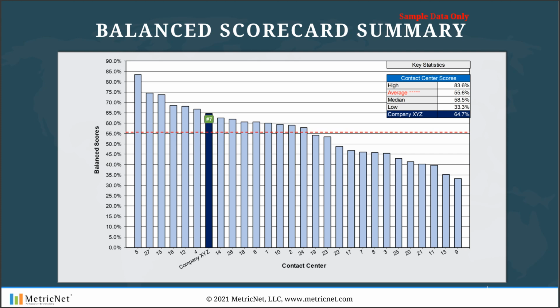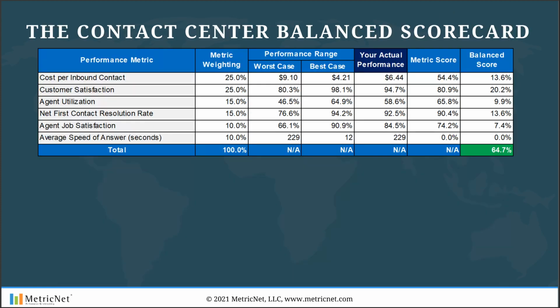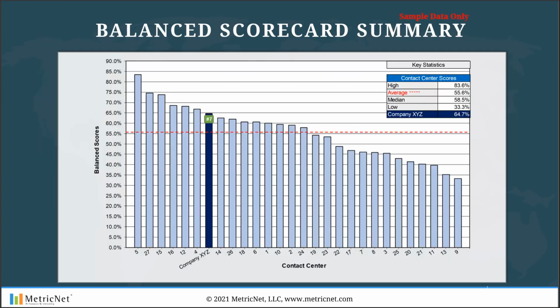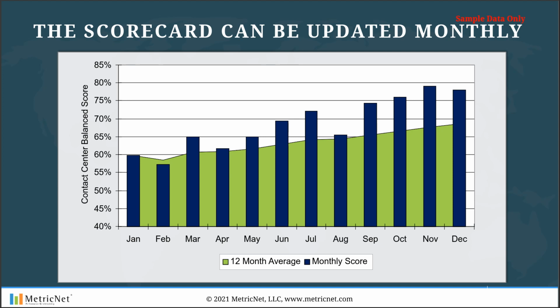So the balance score answers 2 important questions for you. 1, how are we performing at a point in time? And secondly, how are we trending over time? If you update your scorecard monthly, hopefully you get a chart that looks something like this. This is real data from a client of ours. The blue bars represent their monthly calculated balance score, and the green background represents the trailing 12-month average. And you can see that they didn't go straight up, they didn't go straight down, but over time, they trended upwards.